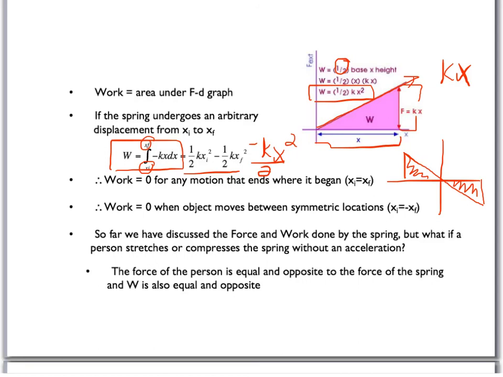So far we've discussed the force and the work done by the spring. But what about a person that would stretch or compress that spring without an acceleration? What we have here in these equations are the amount of work done by the spring. Obviously, if the spring is pulling one way, the spring is trying to pull back this way, the person might be pulling in the opposite direction as they try to stretch or compress that spring. So the force that the person would exert would be equal and opposite to the force of the spring, and the work would also be equal and opposite. So if you could find the work done by the spring or the force exerted by the spring, the person would be equal and opposite in their force and work done.